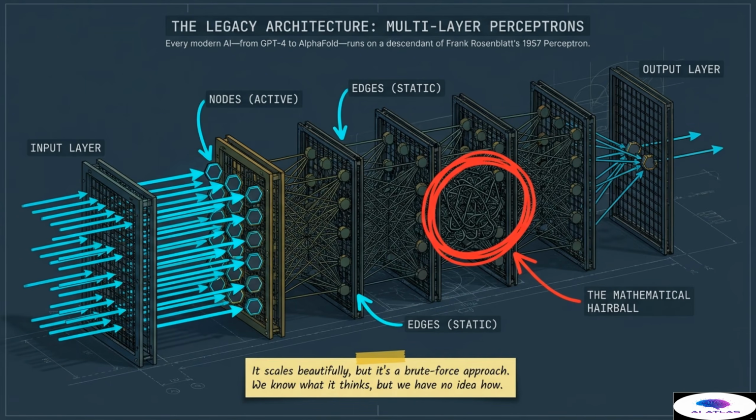Moving into the legacy architecture, we must address the multi-layer perceptron. Every modern artificial intelligence, from the powerful GPT-4 to the revolutionary AlphaFold, actually runs on a direct descendant of Frank Rosenblatt's original 1957 perceptron. When we look at this architecture, we see a structured input layer followed by multiple hidden layers leading to an output layer. In this system, the nodes are considered the active components while the edges are static. This creates what we often call the mathematical hairball, a dense and tangled web of connections that becomes increasingly difficult to interpret as the model grows.